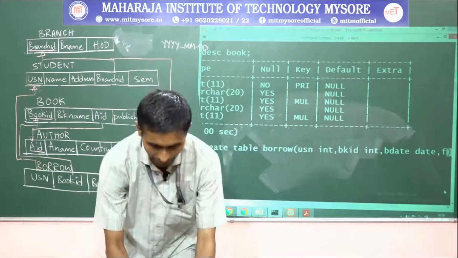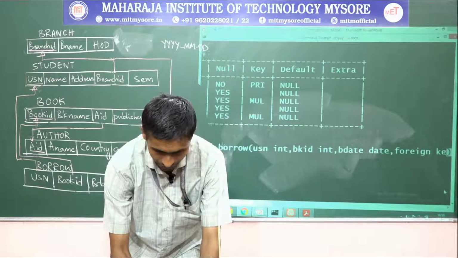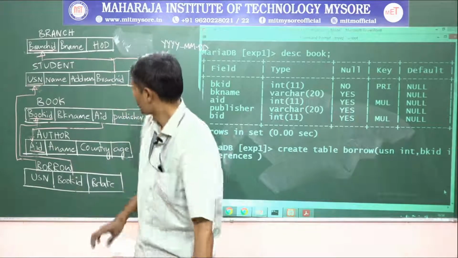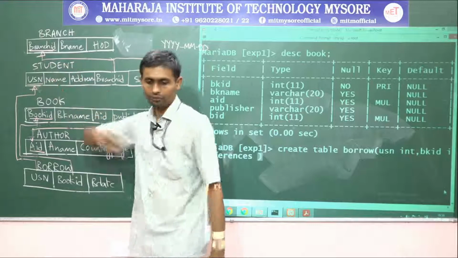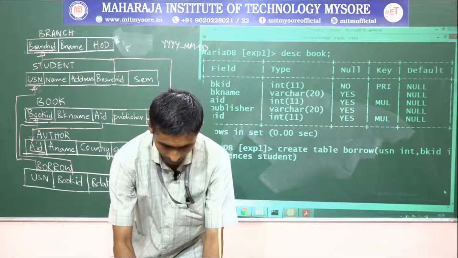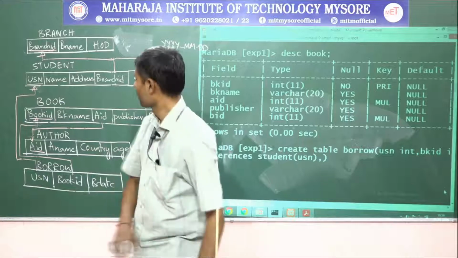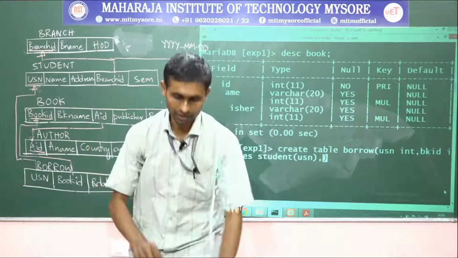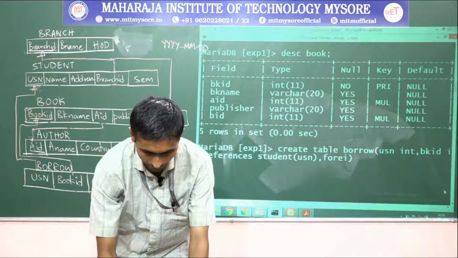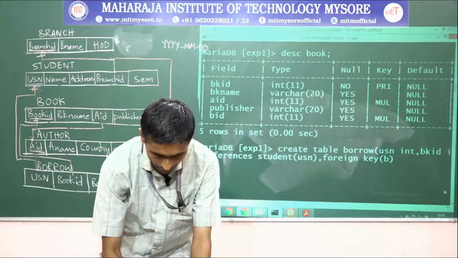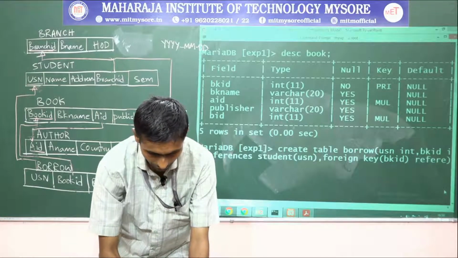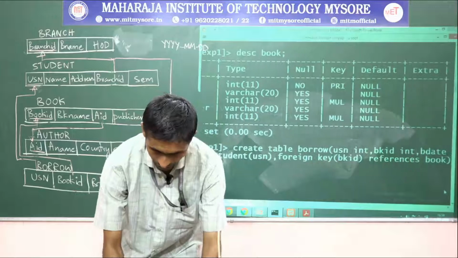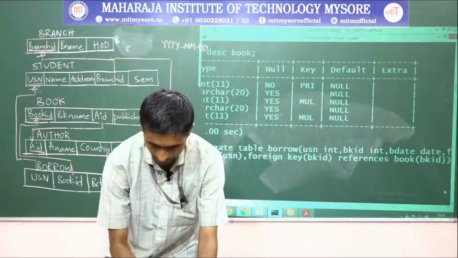Then after this we have to make these two attributes foreign keys and they should point to the respective tables. Let me call it by name, foreign key of USN references, where? Student of USN, that's it. Next, foreign key of book ID should point to book of book ID, that's it. So foreign key of book ID references, which one? Book of book ID. Yes, things are ready.